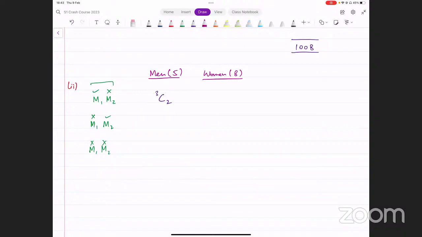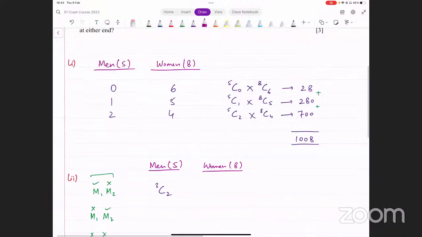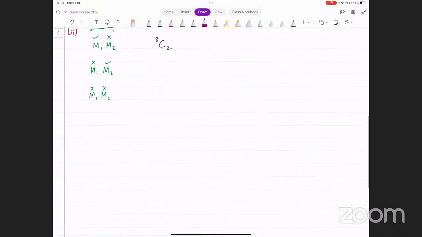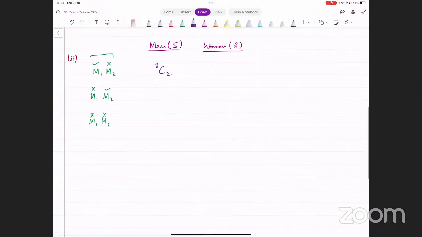What about women? There's no condition on women. There are 8 women, and we have to select 3 out of them. That's just going to be 8C3. And in fact, that's going to be the case for all of these cases here as well. The number of ways of choosing women, it's going to be 8C3 because there's no condition for women.